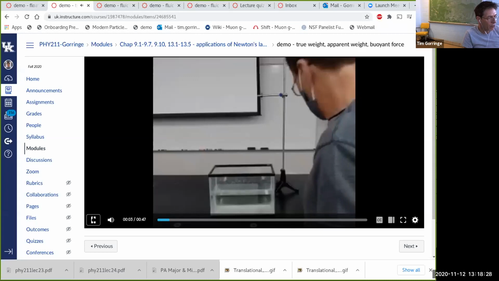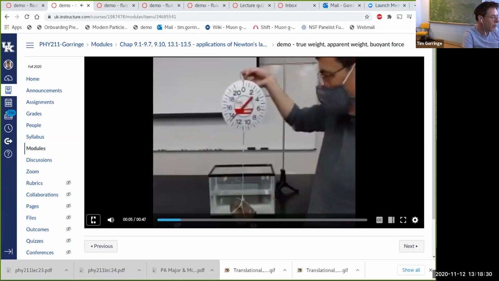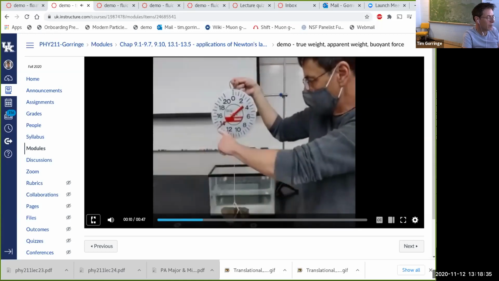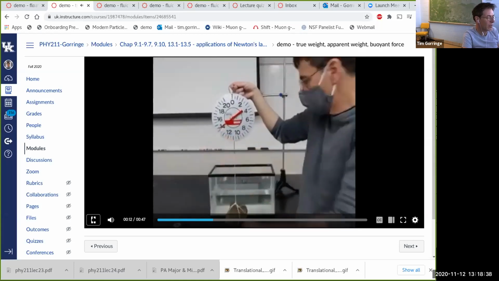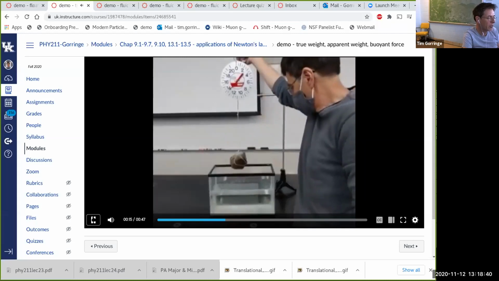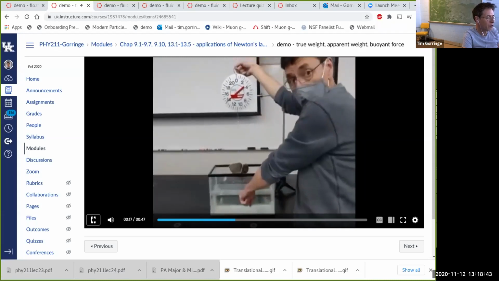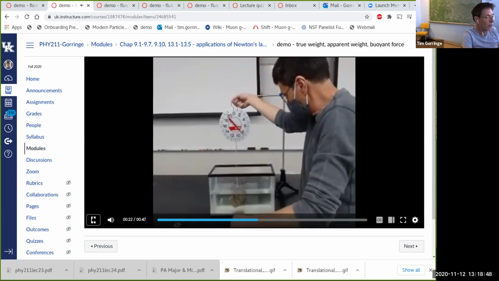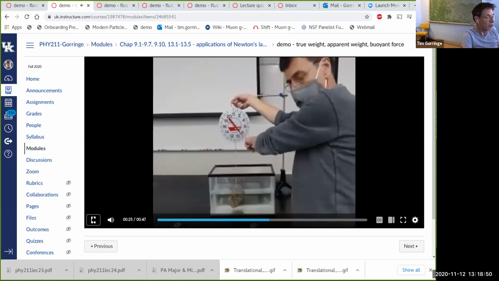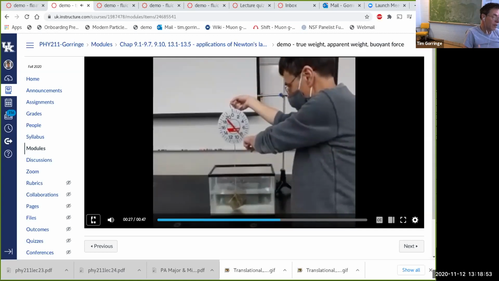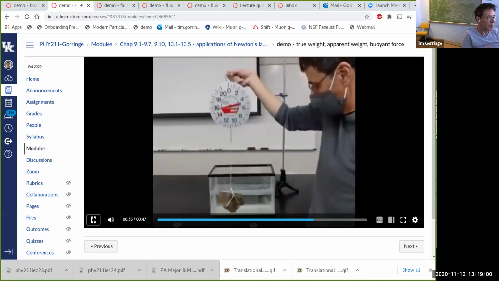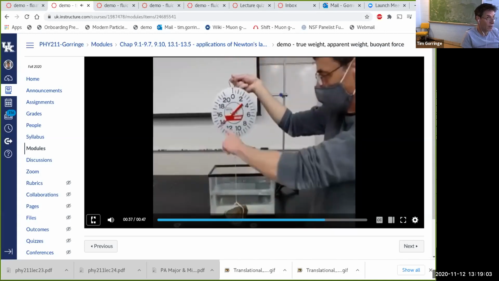So I don't have my crown that I want to test, but I do have a rock. And look, that rock weighs 14 newtons. That scale is measuring the rock's weight in newtons by measuring the tension in the string there. I'm going to drop it in this tank of water and measure the apparent weight in the tank of water. And now it's about 9 newtons. So there's an example. We measured the true weight of the rock, 14 newtons. We measured the apparent weight of the rock, 9 newtons.